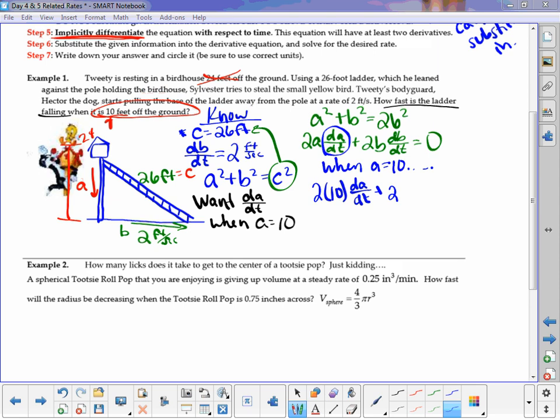Yeah, we don't know it right now, right? But we know that when a is 10, we have that Pythagorean theorem, 10 squared plus b squared equals 26 squared. Right? So at that moment when a is 10, I'm finding what my b value is at that moment. Does that make sense what's going on there? Questions with that? Okay. Go ahead and figure out what b is. If you have your calculator, you may use that.